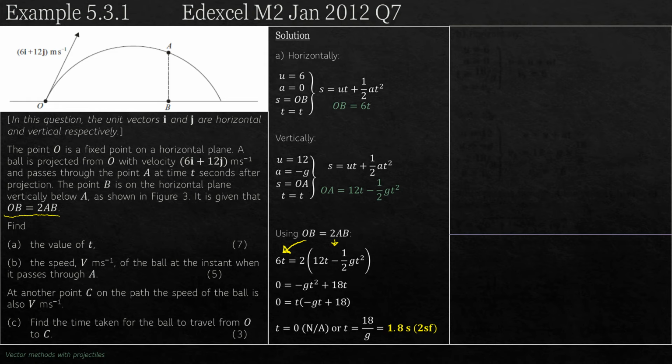In part B, we're finding the speed of the ball at the instant it passes through A. Speed, not velocity. However, we are going to work out the velocity first.